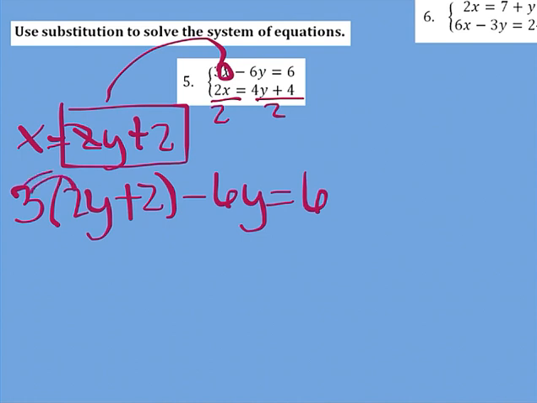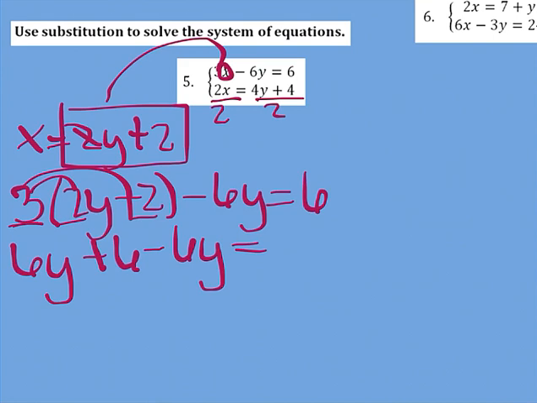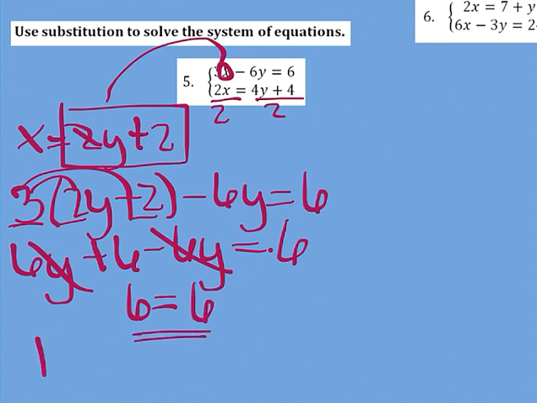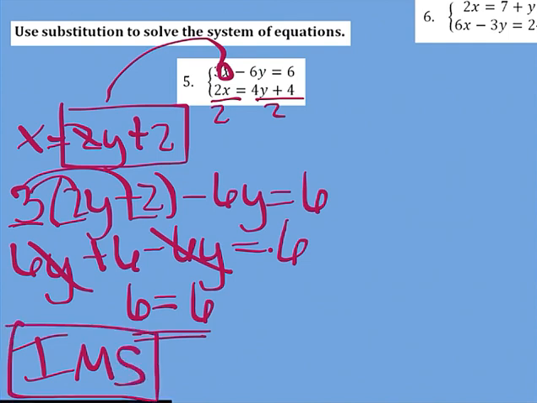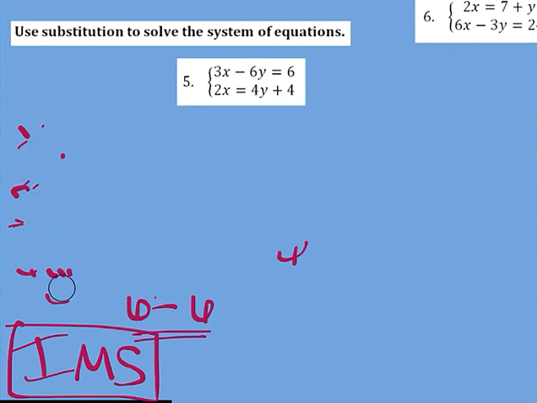Then I'm going to distribute in that 3. 3 times 2y is 6y, and 3 times 2 is 6, and then minus 6y is equal to 6. I notice those 6y terms are going to cancel out. Then what I end up getting is 6 is equal to 6. Well, that is a true statement. Since they all canceled out and it's a true statement, that means I'm going to have infinitely many solutions, which in the past we have abbreviated as IMS. So IMS is your final answer for number 5.